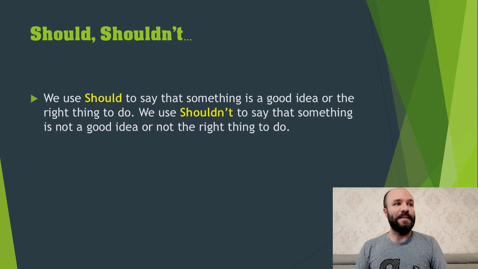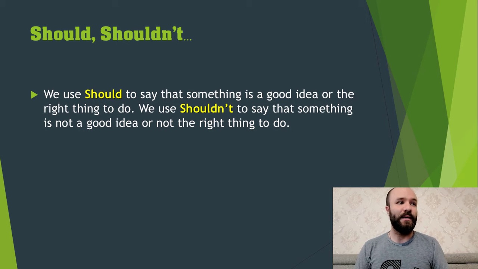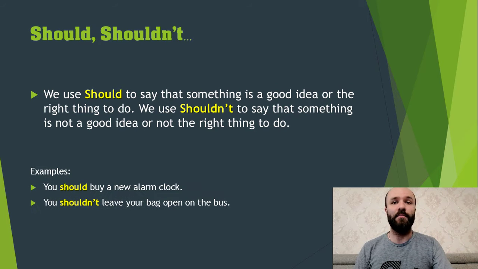We use should to say that something is a good idea or the right thing to do. We use shouldn't to say that something is not a good idea or not the right thing to do. Examples: you should buy a new alarm clock. It's kind of advice. You shouldn't leave your bag open on the bus.